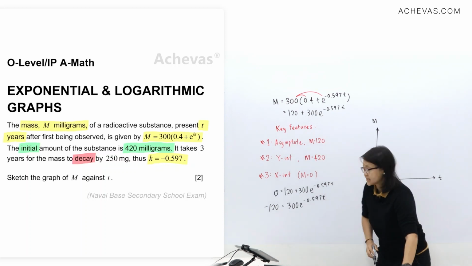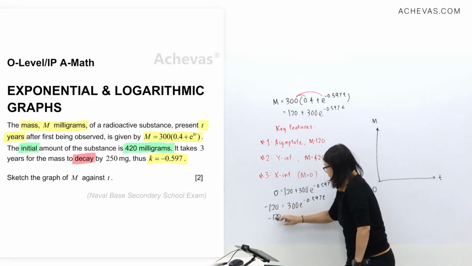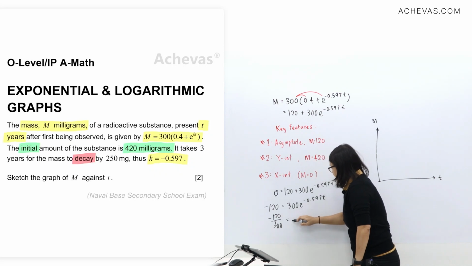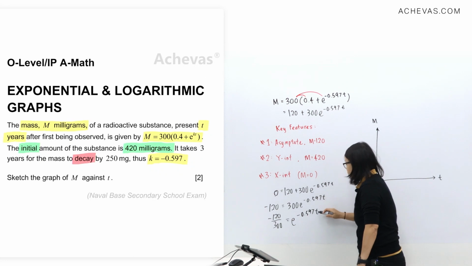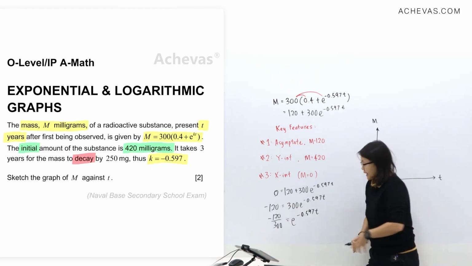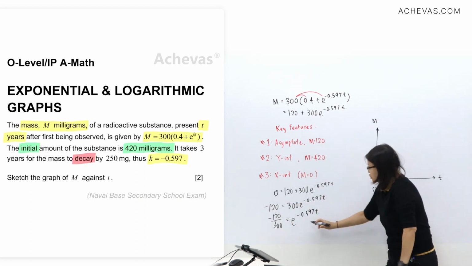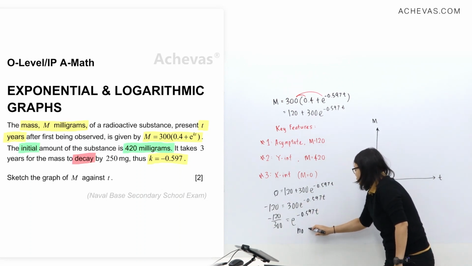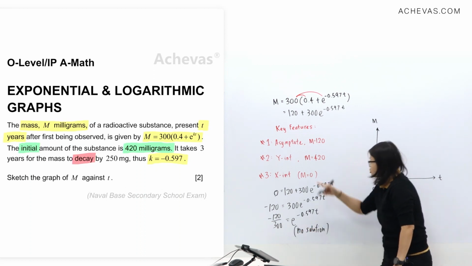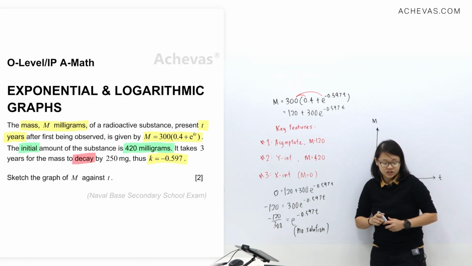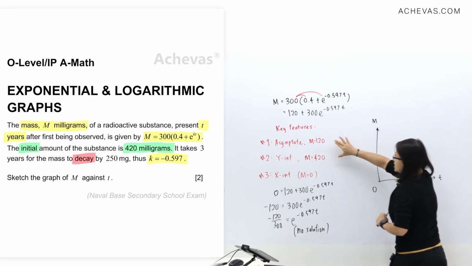Now you notice that here we have a negative number. Even if I move 300 to the left, I'll have e raised to the power negative 0.597t equals a negative number. And the next step, I'm going to take ln, but I'm not allowed to take ln of a negative number. So for this one, there will be no solution. Since I have no solution, it means I do not have a horizontal intercept for this question, which is okay.